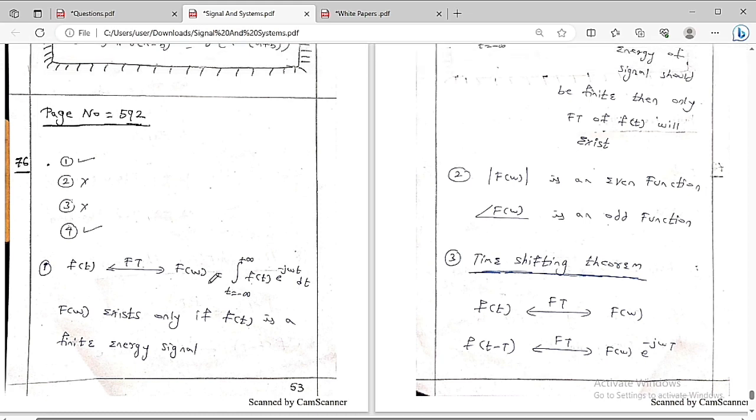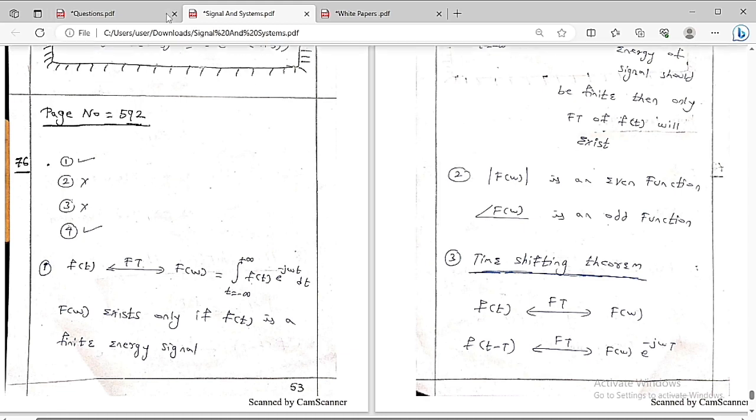What's the meaning of this? If f of t is absolutely summable, then we can say f of t is an energy signal. So F of omega is going to exist only if f of t is a finite energy signal. What's the meaning of this? If f of t is an energy signal, then f of t is absolutely summable. Therefore, we can say that F of omega is going to exist. So whenever a given signal f of t is absolutely integrable, or we can say it is an energy signal, then by default the Fourier transform is going to exist.